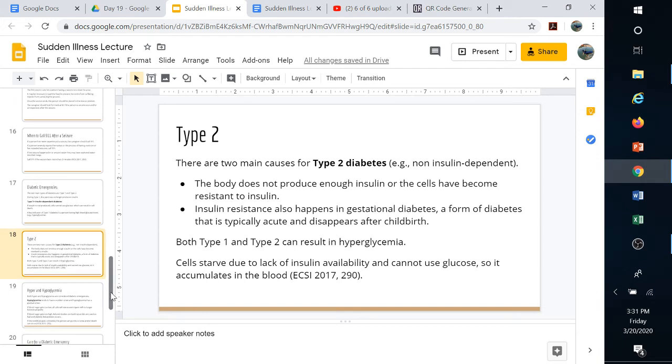Insulin resistance can be changed through exercise and through diet. Now, there are types of type 2 where the body produces insulin, but just not in sufficient quantities.